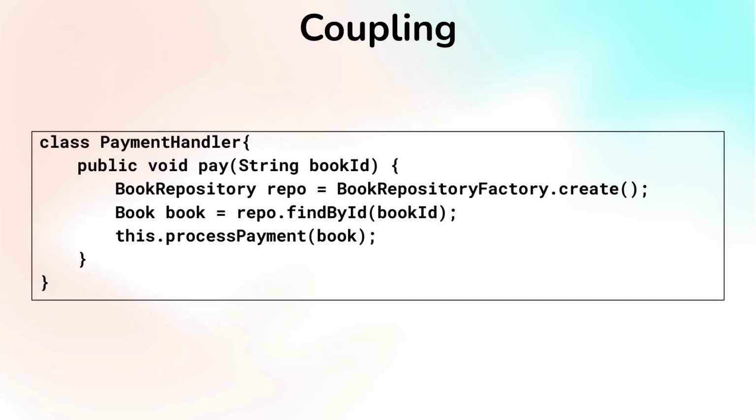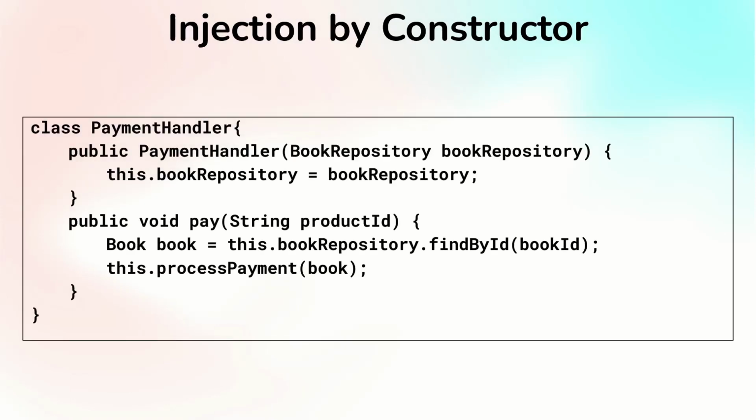Here we have our payment method and of course our factory, which returns an instance of a class that implements book repository, let's say. Here there is a coupling with the book repository factory, and let's take a look at a better approach. A better way is to declare these dependencies as constructor parameters, as seen in this slide.